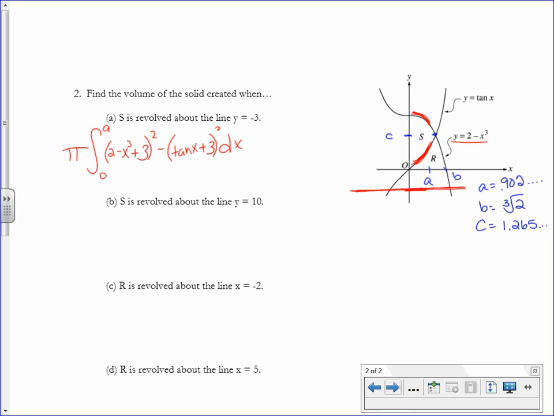Put it in your calculator. Get a solution, 30.207 for that one.